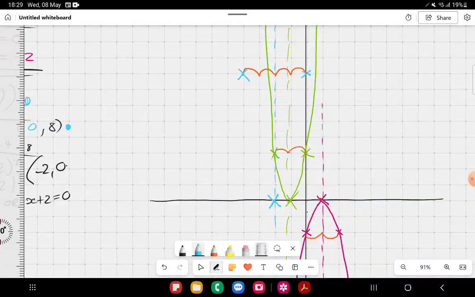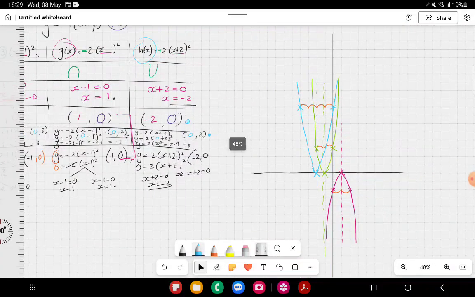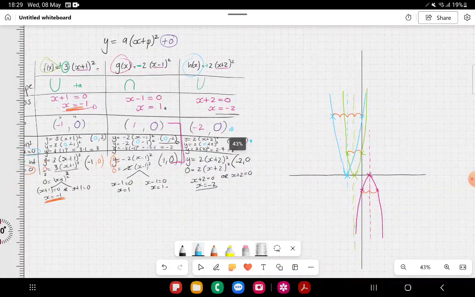When I sketch this, let's see if we can do this properly. I am going to connect these, and I'm going to connect these, and try to make a loop at the bottom. So those are the 3 sketches that I got.